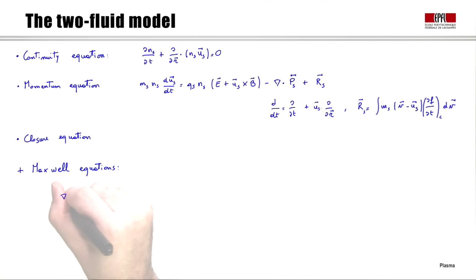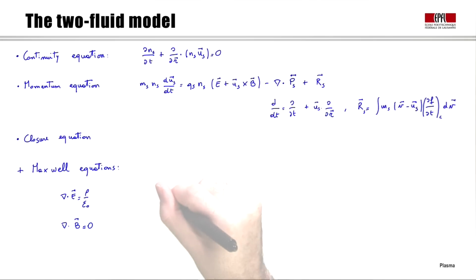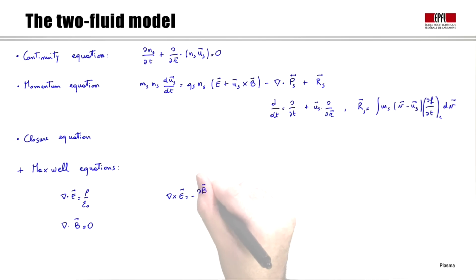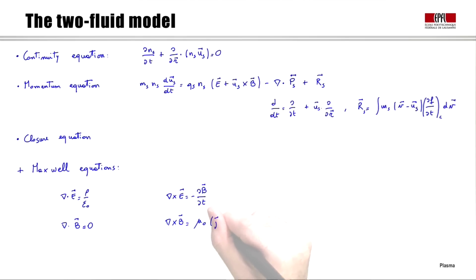Let's state that divergence of E is equal to rho over epsilon 0. Divergence of B is equal to 0. The curl of E is minus dB over dt. And curl of B is given by the current and the time derivative of the electric field.